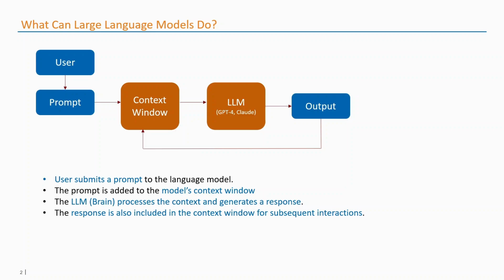This slide deck depicts a simple working of an LLM. Here the user submits a prompt to the large language model, which can be ChatGPT 4 or a Claude or Llama from Meta or Bard from Google, etc. The prompt is then added to the model's context window. So the LLM has a context window which basically keeps track of all the transactions. Then the LLM processes the context and generates a response. The response is also included in the context window for the subsequent interactions.